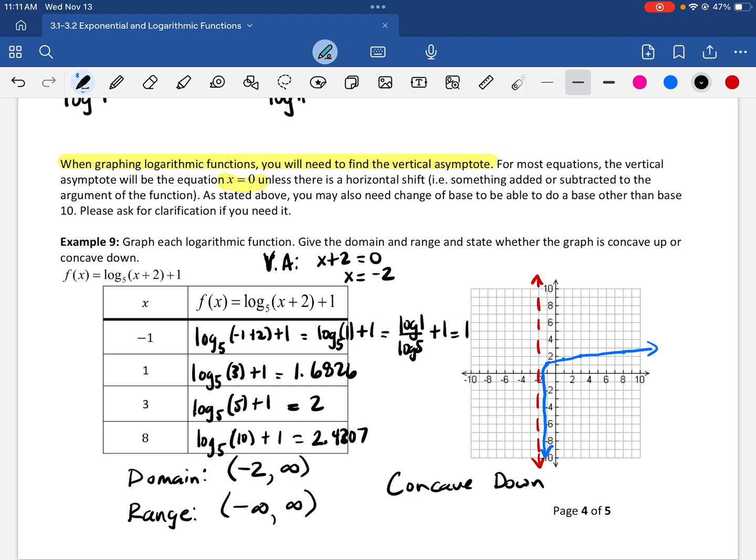Right. And it is concave down for x values that go from -2 to infinity.